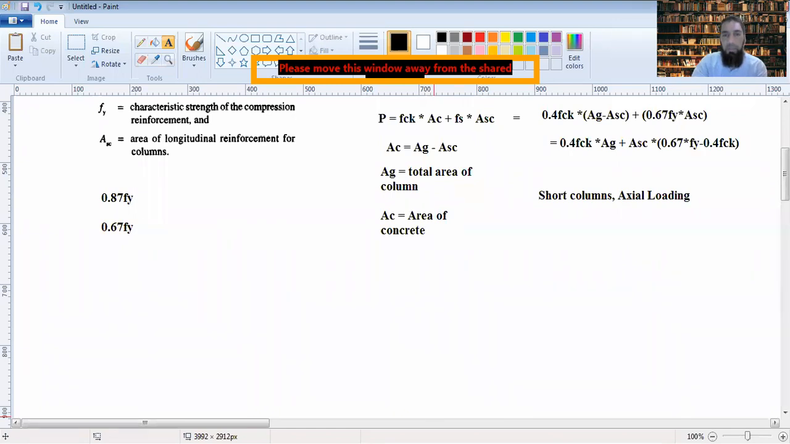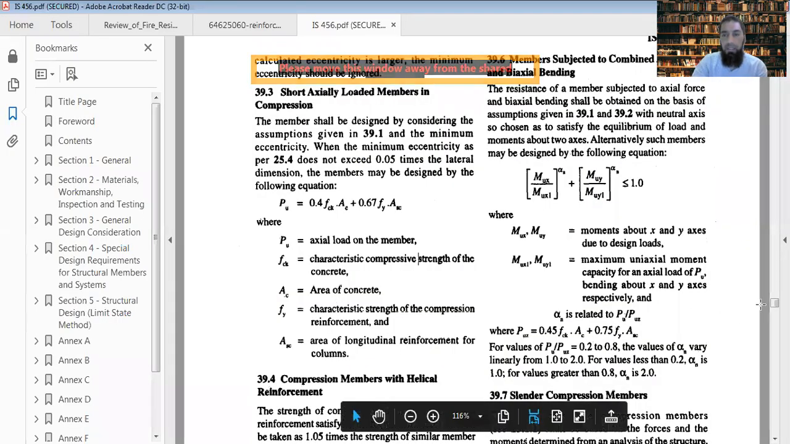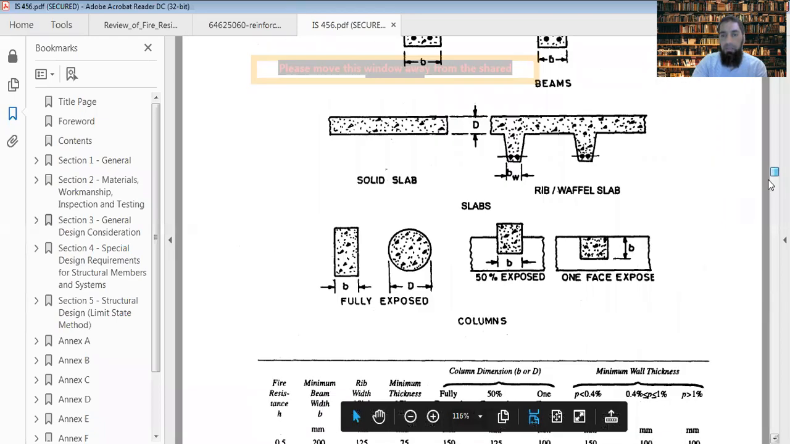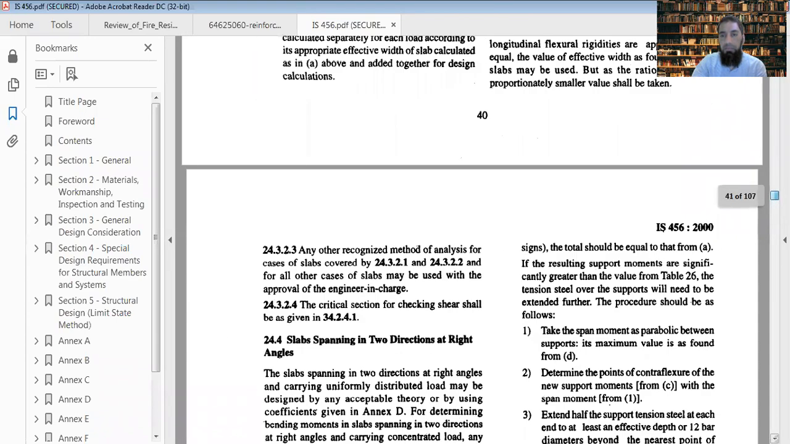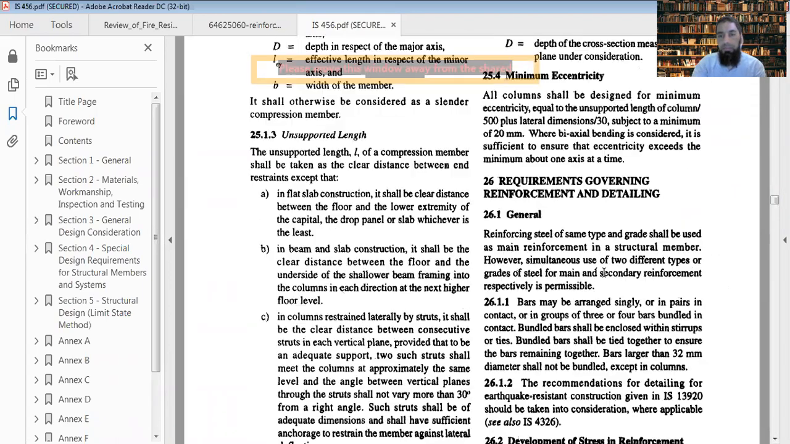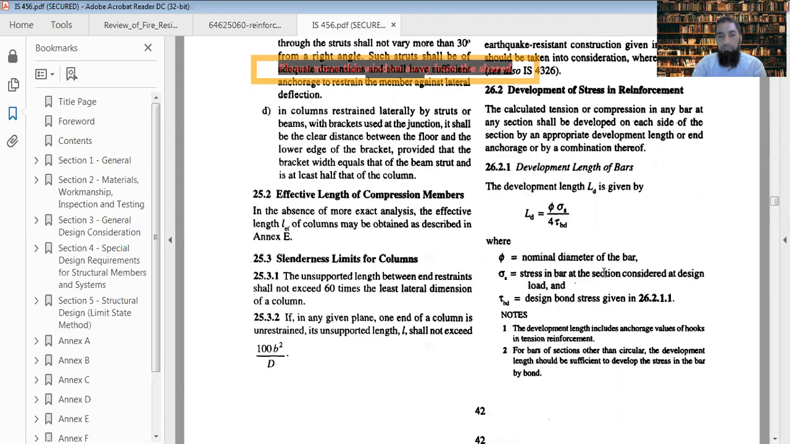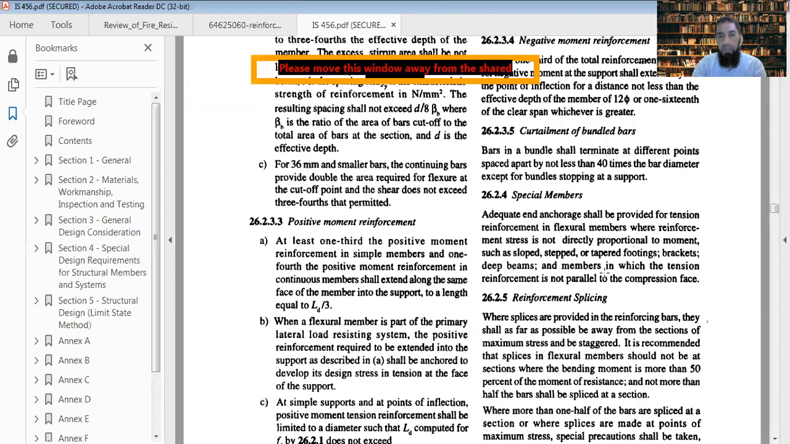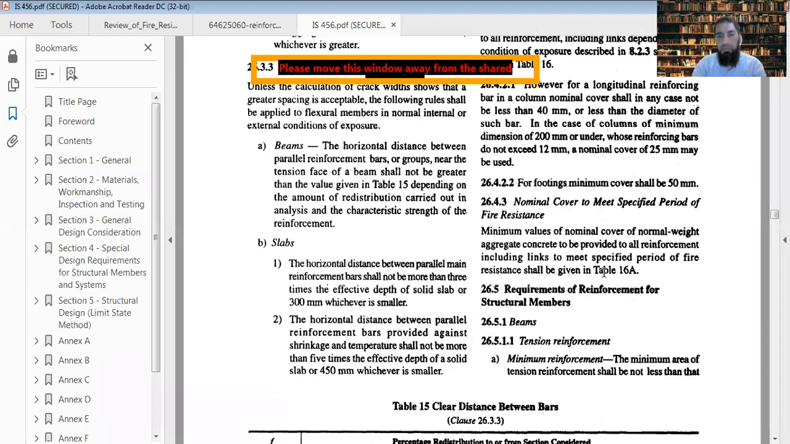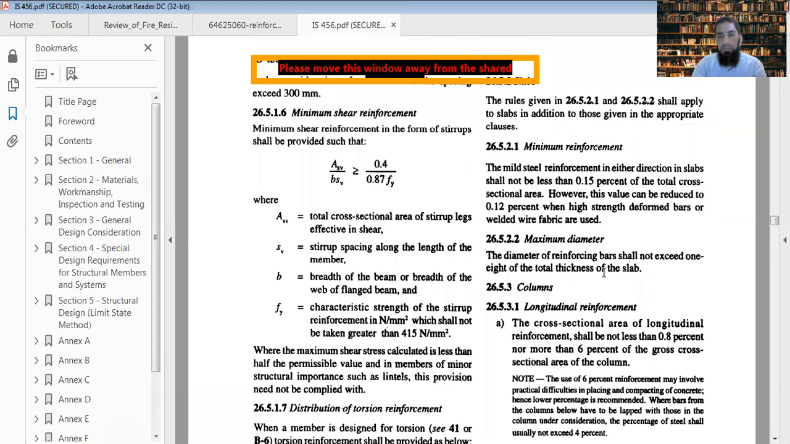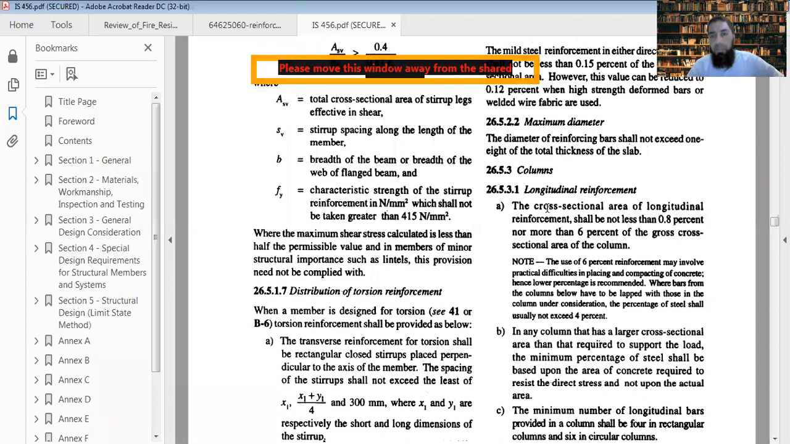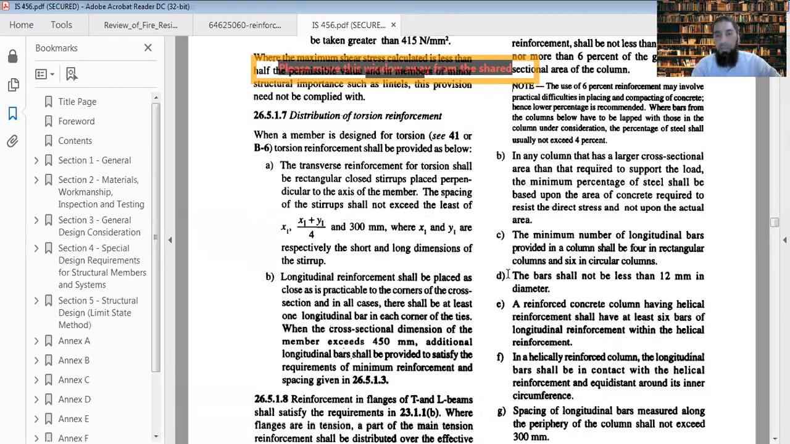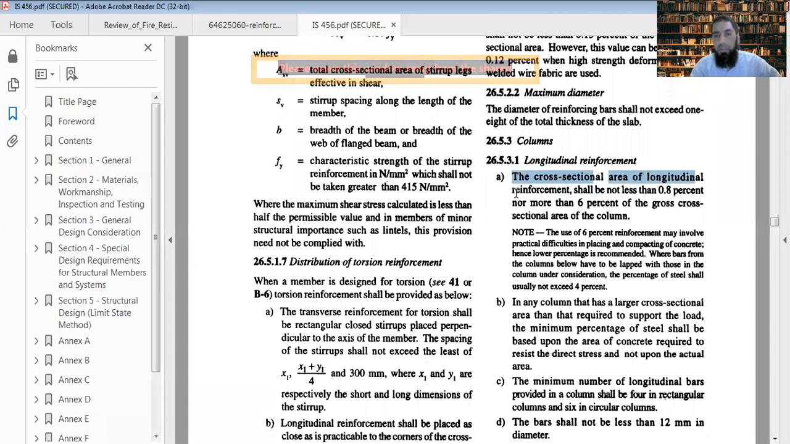One, when you are providing the longitudinal bars, in columns, the longitudinal reinforcement, this is page number 48 of the code. The cross-sectional area of longitudinal reinforcement shall not be less than 0.8%, not more than 6% of the cross-sectional area of the column.